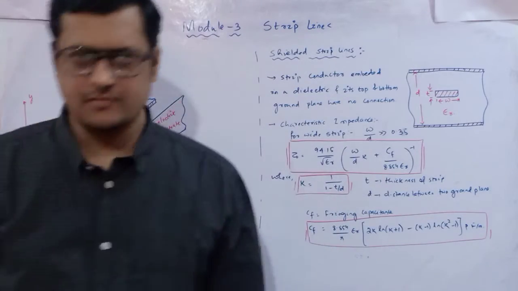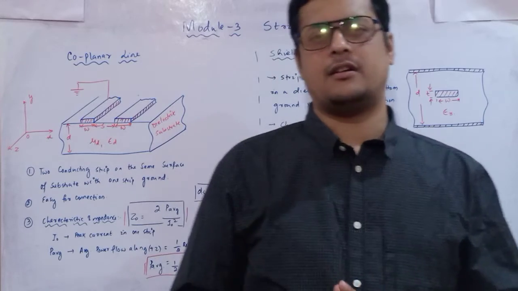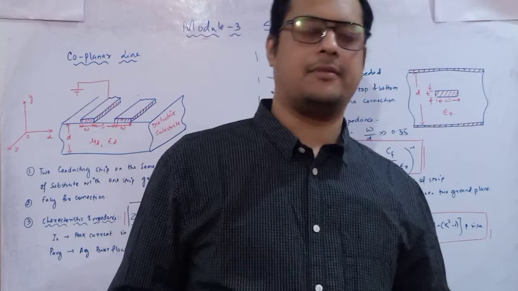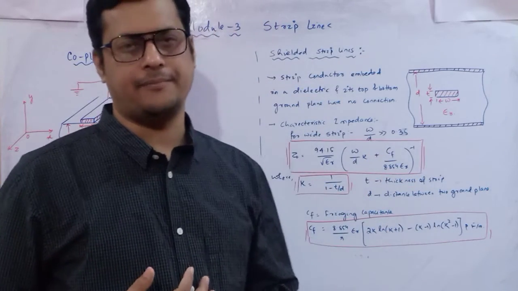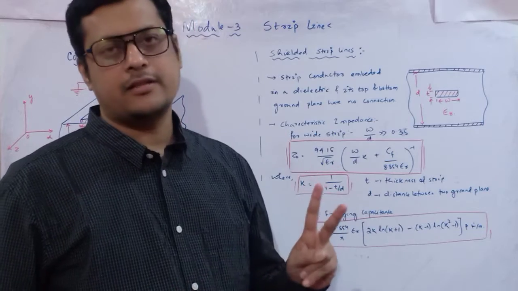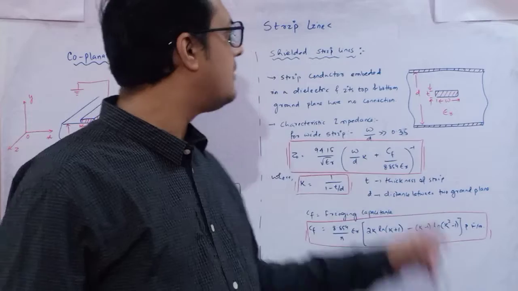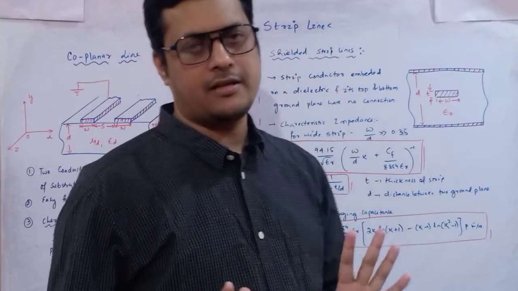All. So today we are going to discuss the rest of the two planar lines, through which we can wind up the microstrip line, and then we can enter a few numericals which we are going to discuss today. So there are two lines which are left. One is the coplanar line and one is the shielded strip line. These are very fundamental lines.